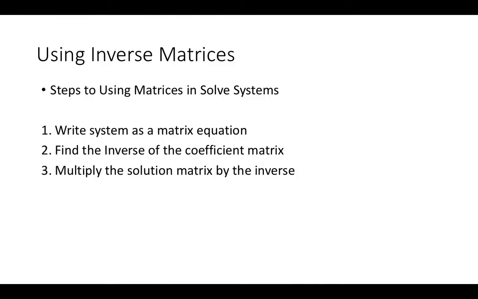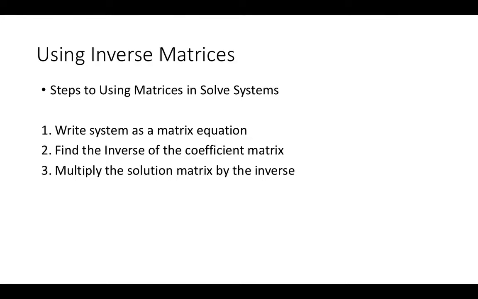There are only 3 steps to solving systems by using the inverse. The first thing you want to do is write the system as a matrix equation. We'll go over that a little bit later so you'll know what that means. The second thing is to find the inverse of the coefficient matrix. The third thing is to multiply the solution matrix by the inverse of the coefficient matrix.